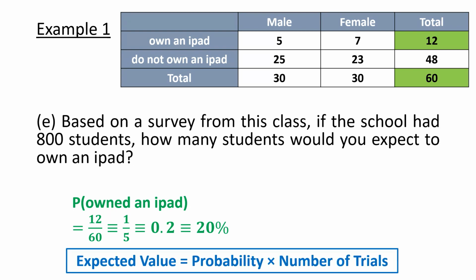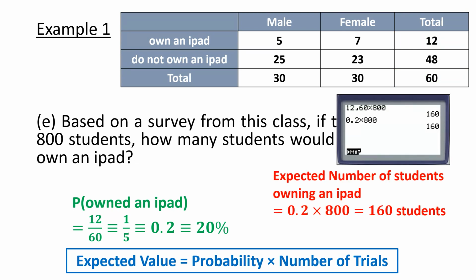Let's look at our expected value again. Expected value is probability times the number of trials. So we're going to take the probability, which is 20%, or I'm going to use the decimal 0.2, and I'm going to multiply it by the number of trials, which is 800 students. So 0.2 times 800 gives us 160 students. We expect 160 students out of the 800 to own an iPad.